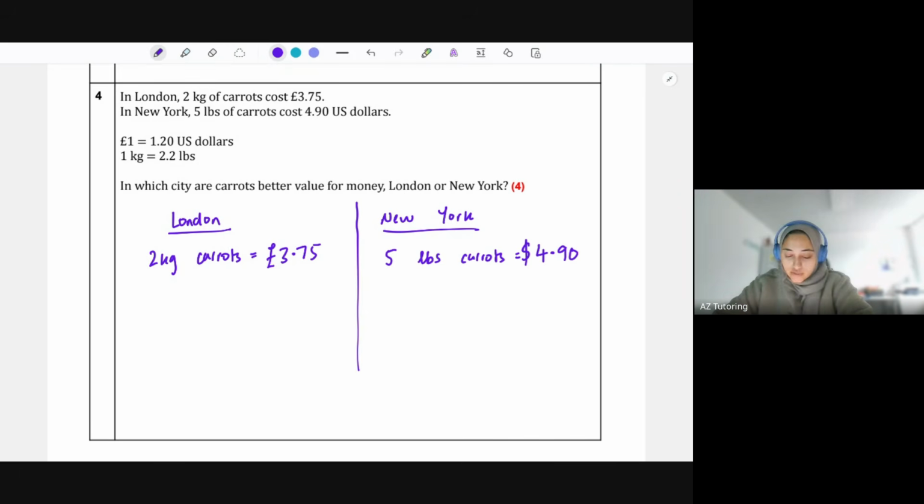They've given us some conversions here, so they've told us how much a pound equals and how much a kg equals. In which city are carrots better value for money, London or New York? Now, there are different ways you can do this. Either you can change the pounds to kg, or you could change the kg to pounds. They both need to be in the same units. And second of all, you need to change the currency to be the same. You've got one in dollars, one in pounds. So you need to change one of them to be the same. So you've got 2 different conversions to make here.